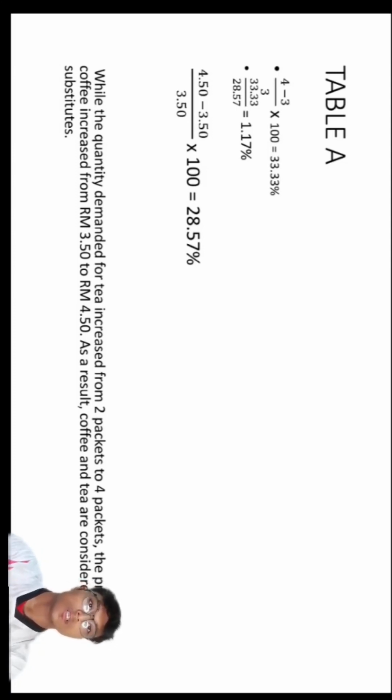So for the total of both, I divide 33.33 by 28.57, and I got 1.17. So the conclusion is, while the quantity demanded for tea increased from 2 packets to 4 packets, the price of coffee increased from RM350 to RM450.